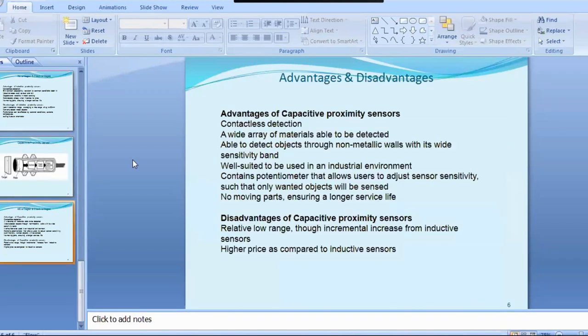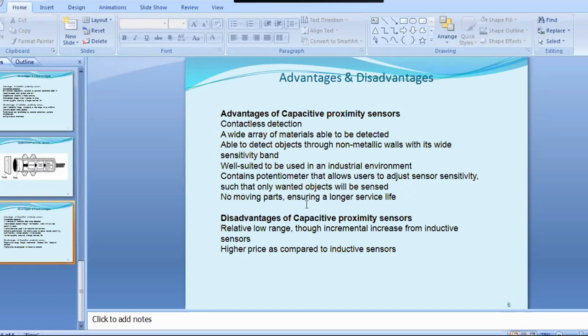And these are the advantages and disadvantages. The advantages: contactless detection, a wide array of materials can be detected, including objects behind non-metallic materials, a wide sensitivity band, and it is well suited to industrial environments. It contains a potentiometer that allows users to adjust the sensor sensitivity.